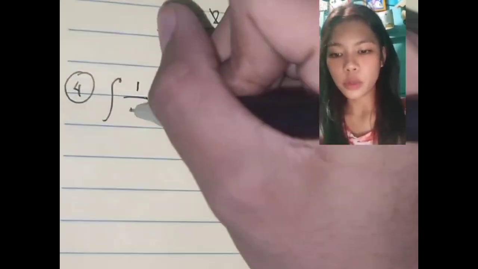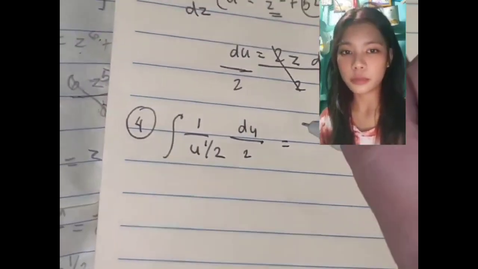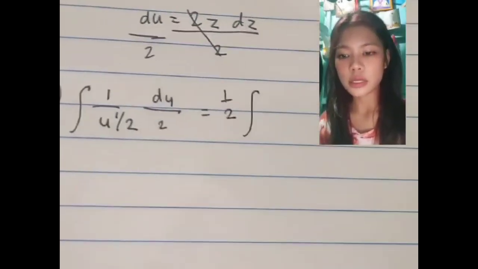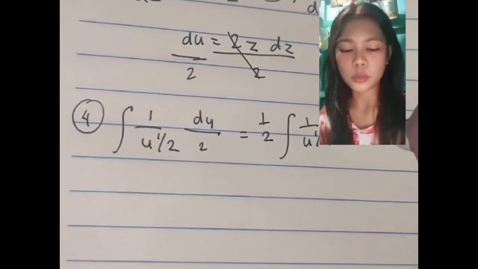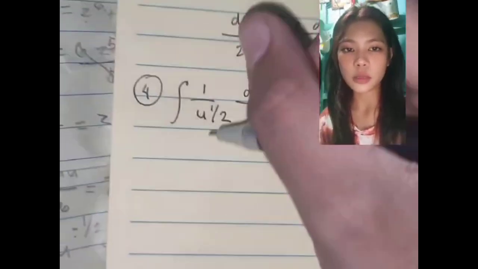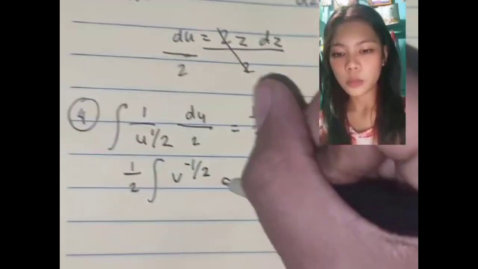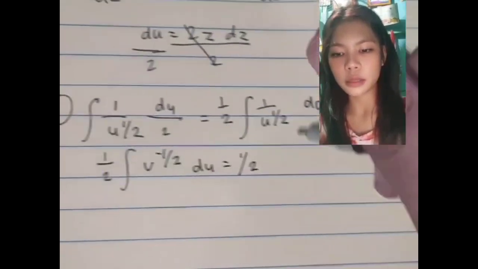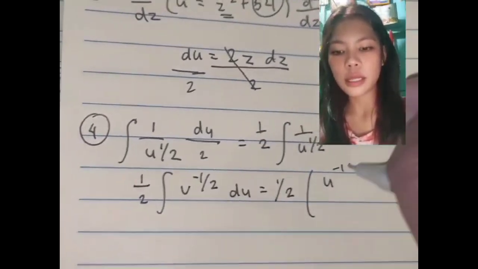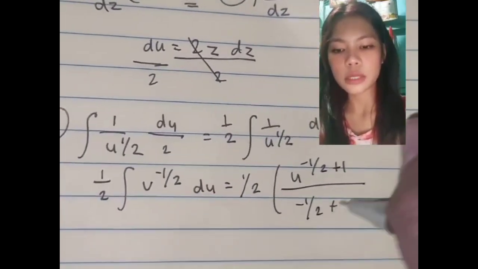we rewrite the integral of 1 over u raised to 1/2. We replace z squared plus 54 with u and z dz with 1/2 du in the original integral. So that's why it becomes the integral of 1 over u raised to 1/2, du over 2. Then the 1/2 is a constant, so we can pull it out of the integral. So it becomes 1/2 times the integral of 1 over u raised to 1/2 du. Now copy the 1/2 again, and then the integral of u raised to negative 1/2. The exponent becomes negative because we reciprocate it.